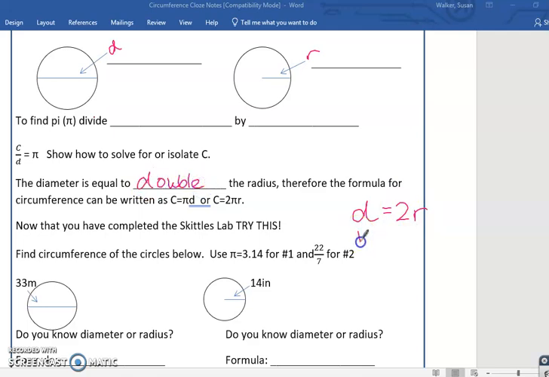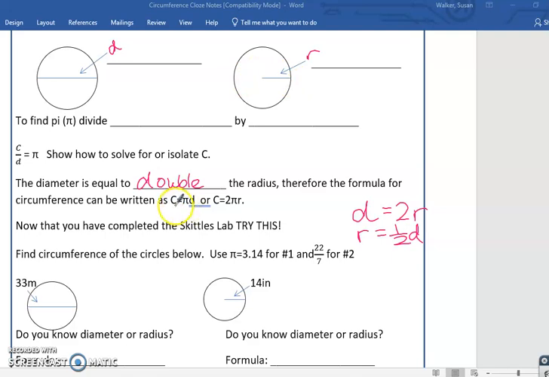Or you can say the radius is half the diameter, okay? This radius would be half of that, right? So these are just formulas showing how the diameter and radius are equal. And we just talked about that. If I have this radius and I put another radius right there, that's giving me that diameter, okay?